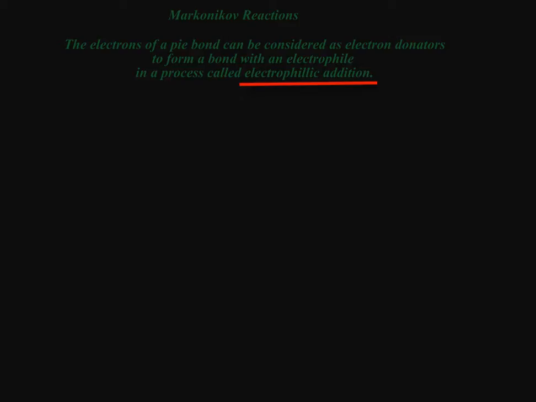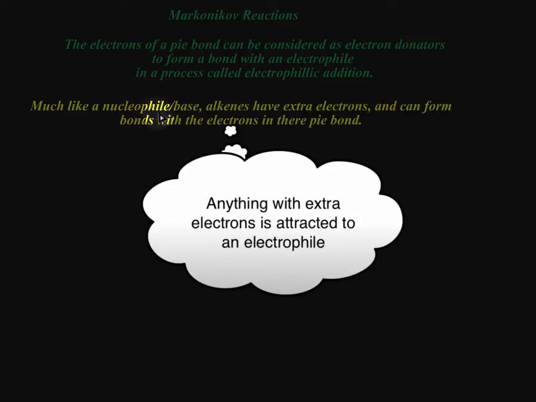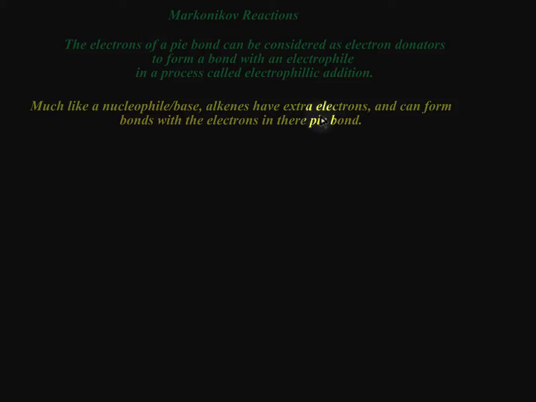When you first see it, you probably see a hydrogen as your electrophile, but basically what we've got going on is like the nucleophile and base we just studied for substitution and elimination reactions. They were electron rich. Alkenes are also electron rich. If you think about the electrons in the pi bond, we've got extra electrons that can form bonds.